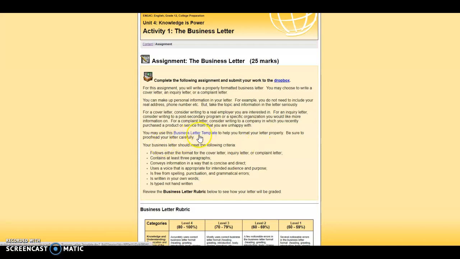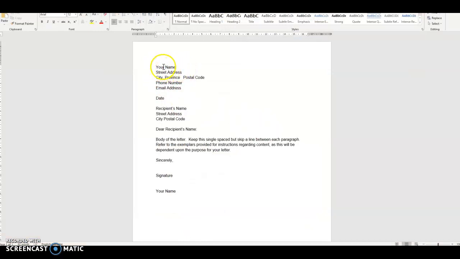I did give you a business letter template, which looks like this. So if you want to use this, you can fill this information in to complete your letter. This is all the information for your contact information. You can put the date. This is the information for the person you're writing to. And then you can put Dear So-and-so, whoever the name of the person is. Feel free to make up the person's name if you want.